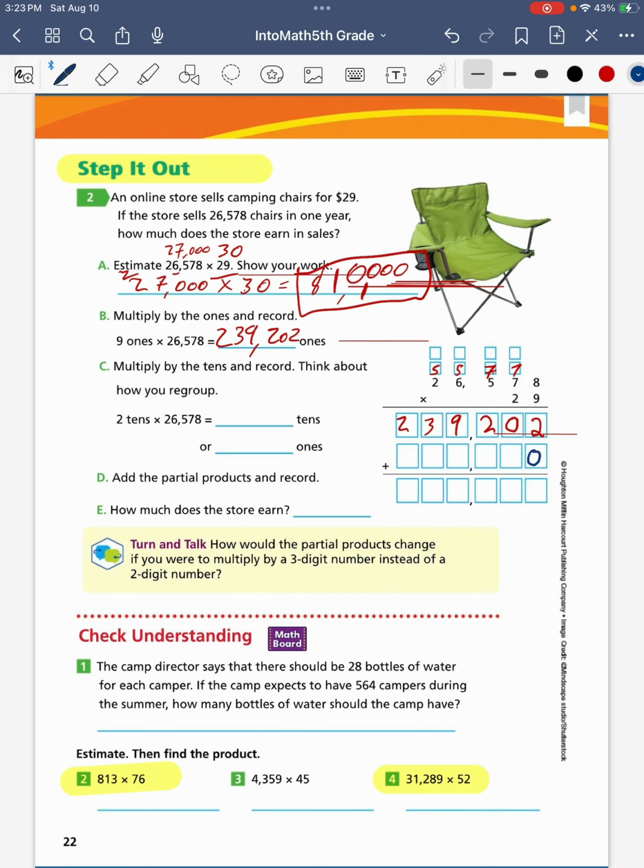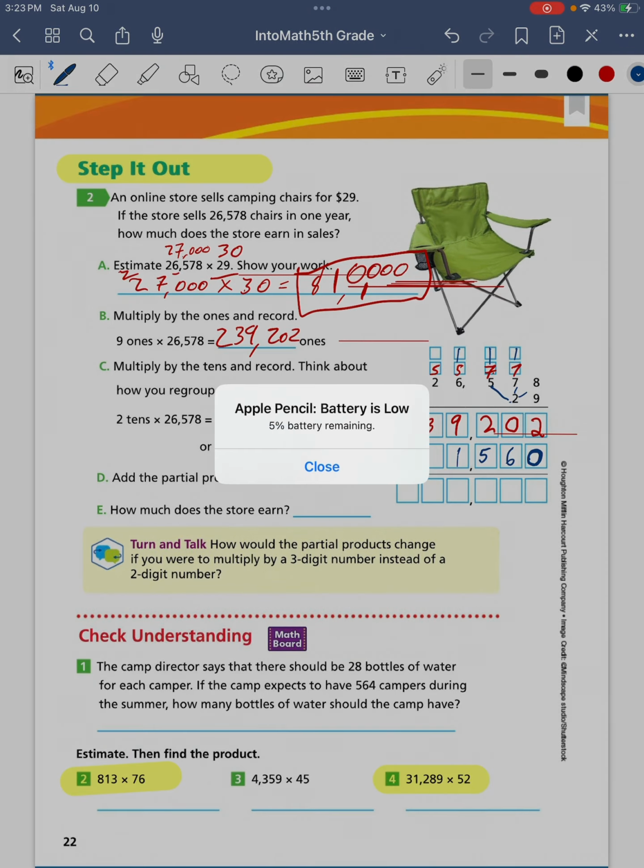For my tens, I put a placeholder 0 here in my one spot. Then I multiply 2 times 8 to give me 16. I carry my 1 over to my tens. Now, 2 times 7 for 14, plus an additional 1, gives me a 15. Carry my 1, and now I'm on to 2 times 5. 2 times 5 is 10, plus 1 is 11. Put my 1 in my thousands place, and put another 1 over there.